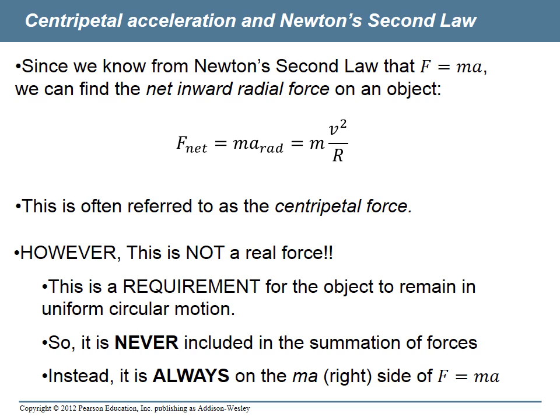We have other forces that cause that centripetal motion, or that uniform circular motion. So this is a requirement for the object to stay in this motion. It's never ever included in the summation of forces. So if it's not included in the summation of forces, it always goes on the right hand side, in the ma, or the mv squared over r. It's always on that side of the equation.